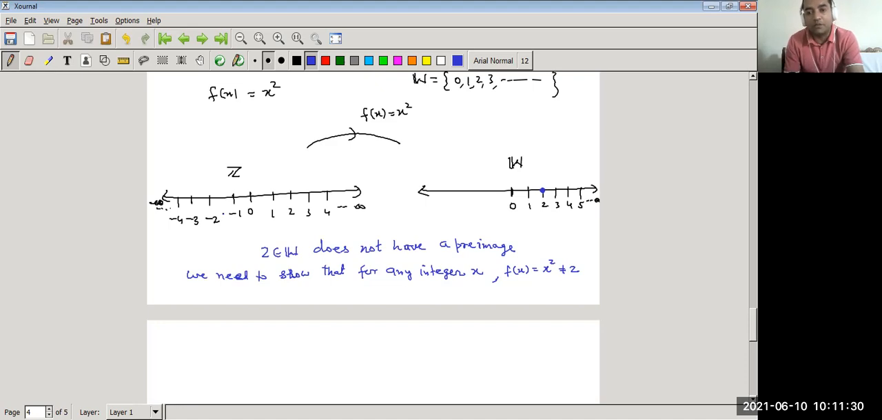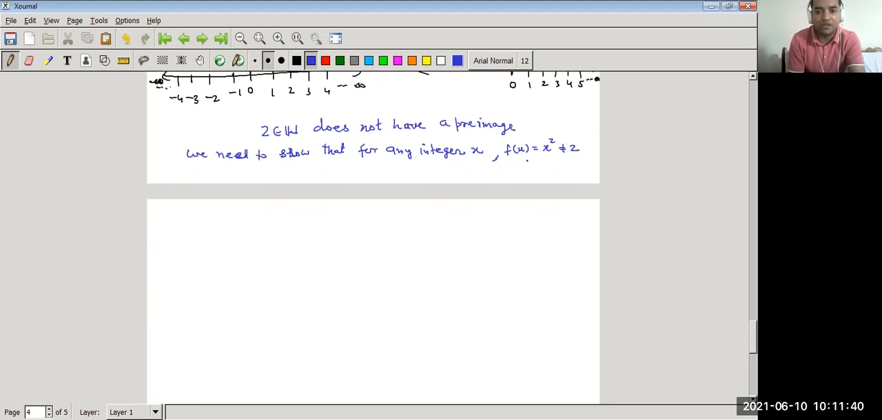और अगर हम अदर वर्ड्स में बोलें, हमने कोई भी एलिमेंट 2 आपने कोडोमेन में पिक किया और 2 की प्री इमेज आपको ढूंढनी है. अगर वो नहीं मिल रही है, it means the function is not onto function.